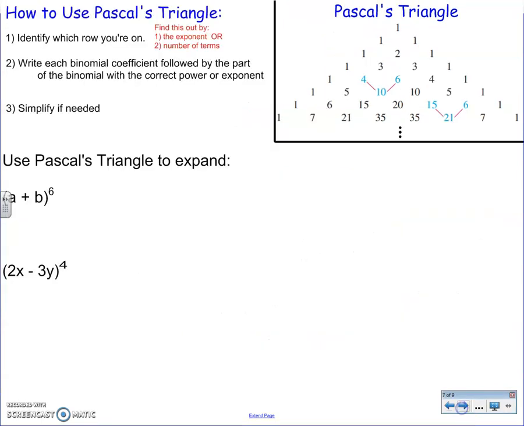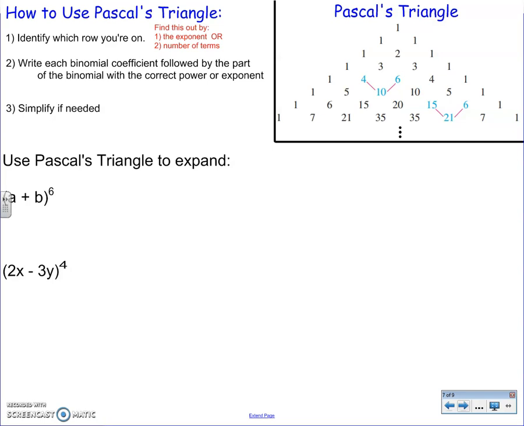So let's talk about how to use it. First, you identify which row you're on. You find this out by the exponent, which is the second number, or by the number of terms. It's one more term than the degree. Some people like trying to figure out which row of the triangle has how many terms, but that seems too tedious for me.